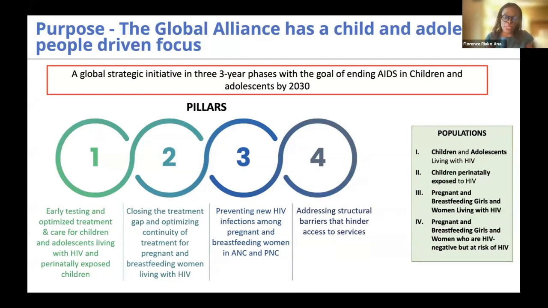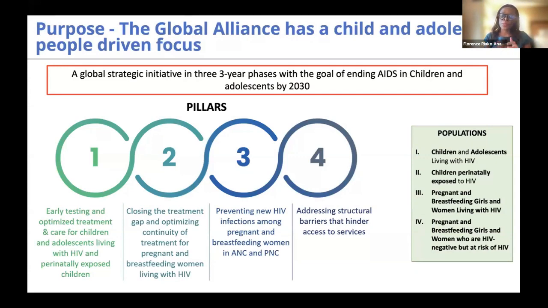Pillar 2 is around closing the treatment gap and optimizing continuity of treatment. So what are the adherence challenges women are facing, or children are facing, or caregivers are facing? What are the treatment gap issues that we need to address, particularly also with healthcare providers? And there's a lot of considerably good work that's happening with colleagues at PATA to try and bring to light some of the challenges and missed opportunities that healthcare workers are facing and could use to enhance closing the gap.